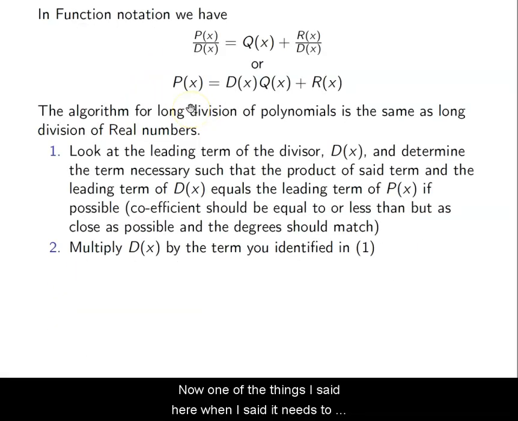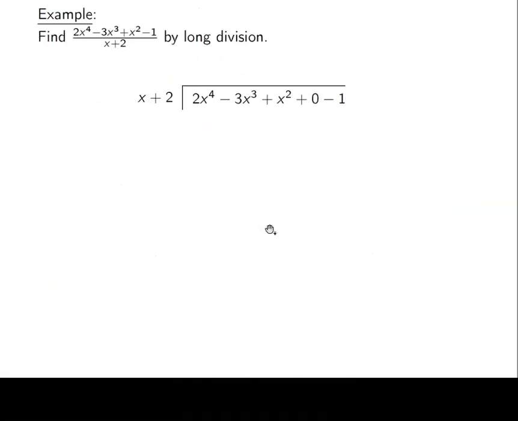Now, one of the things that I said here, where I said it needs to be as close as possible so that the degrees should match, would be something like, let's say that this was a 3x, right? And this was a 2x to the 4th. Then I would have some problems here because my coefficient here would be larger.